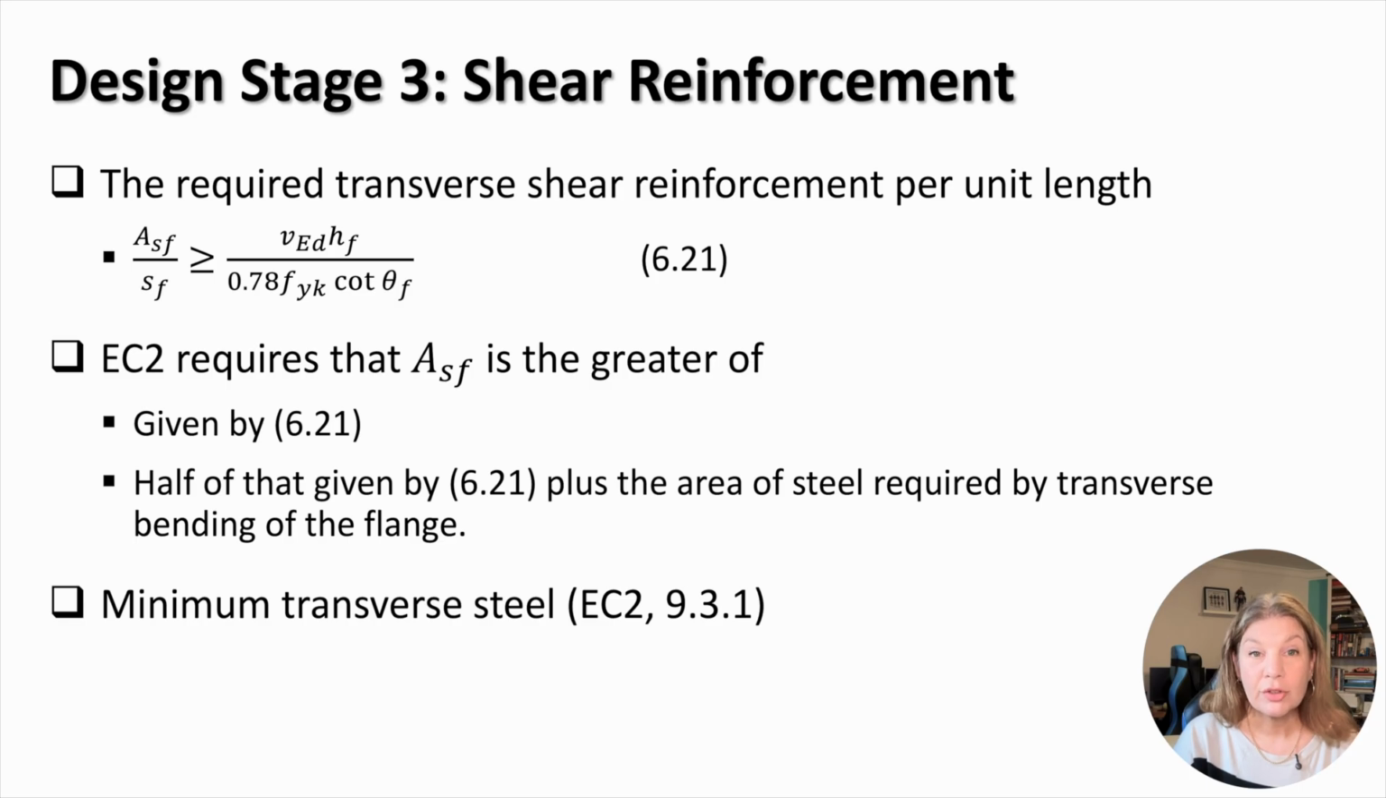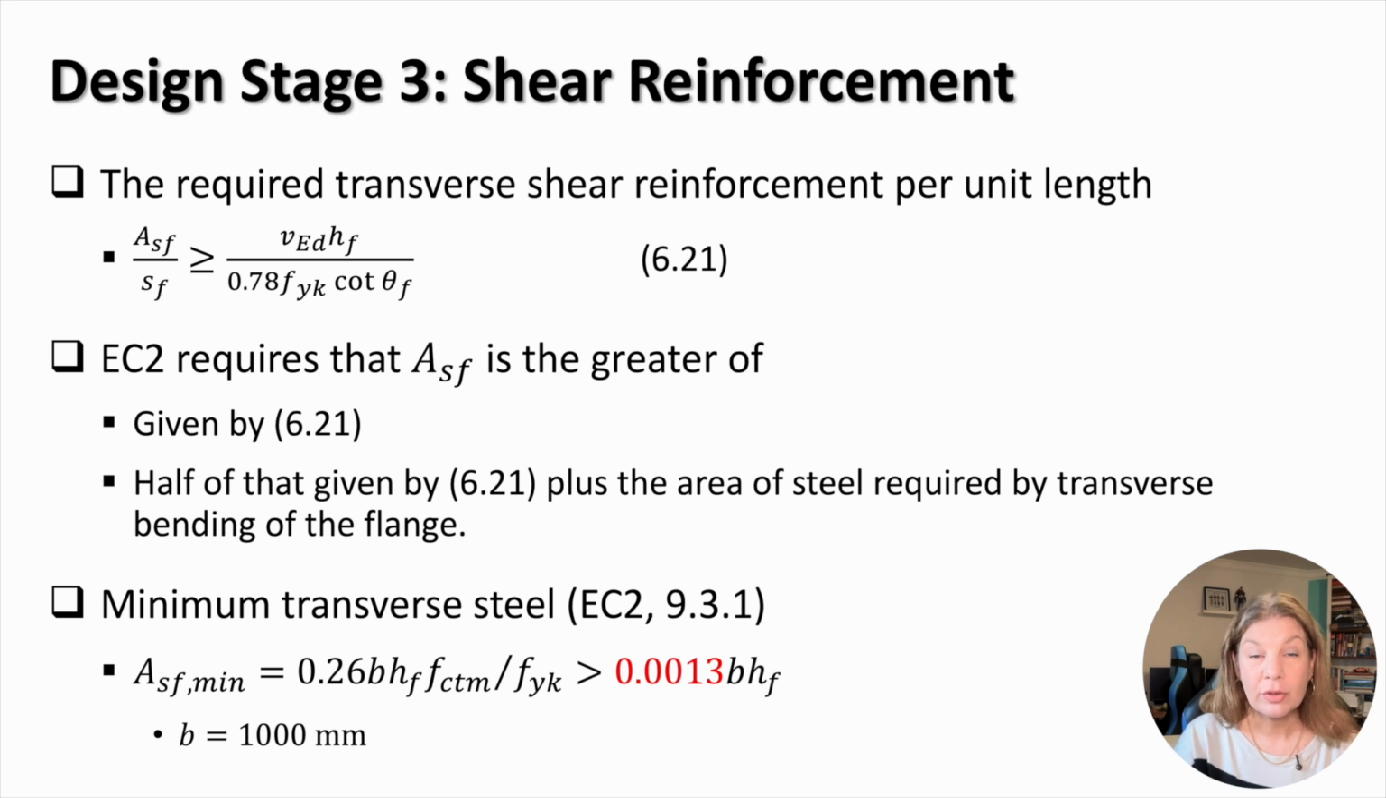The required transverse shear reinforcement is calculated using formula 6.21 in Eurocode 2 as the ratio between the area and spacing of reinforcing bars. Eurocode 2 requires that the transverse shear reinforcement area should be the greater of the area given by formula 6.21 and half of that given by formula 6.21 plus the area of steel required by the transverse bending of the flange.